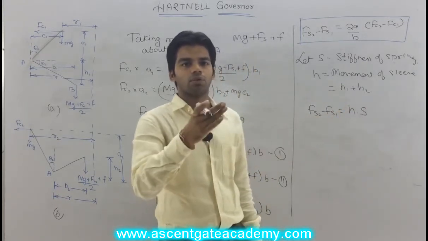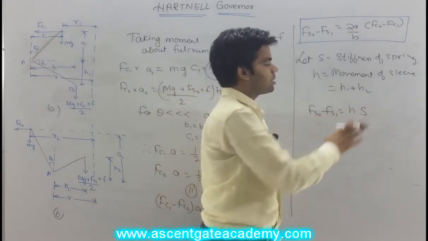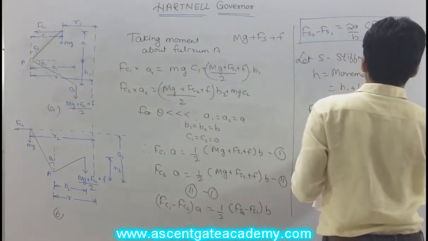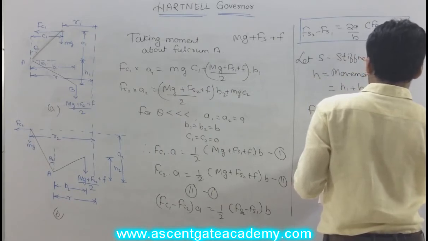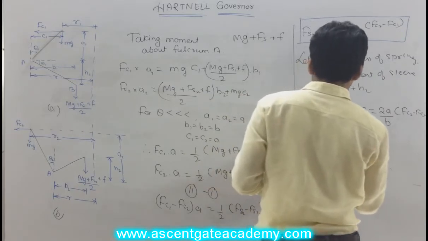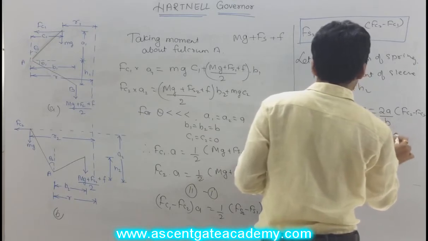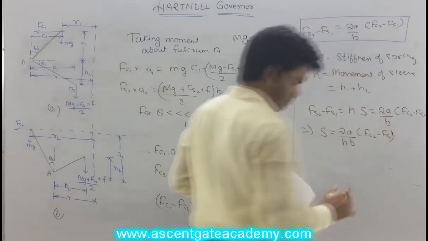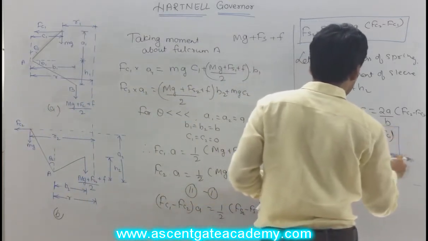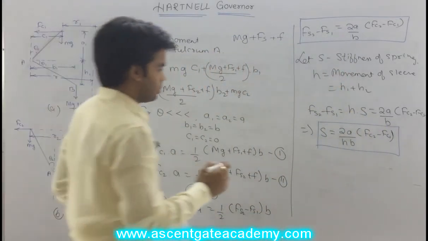Okay, what is spring constant? Force per unit displacement. So net force acting is Fs2 minus Fs1. This is equal to displacement into spring constant. Okay, so this Fs2 minus Fs1 is equal to h into S, which can be further written as 2A by B into Fc2 minus Fc1. Okay, so from here the spring constant is equal to 2A upon h into B into Fc2 minus Fc1. Getting this? So this is the expression for stiffness of the spring. Clear or not?